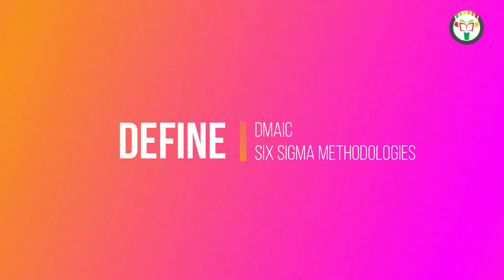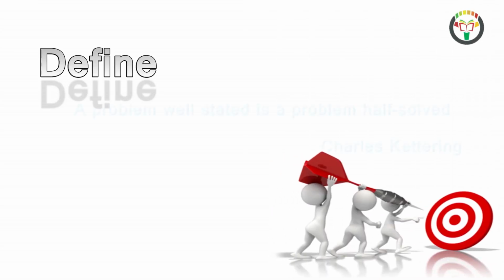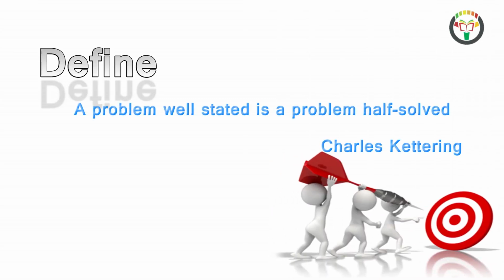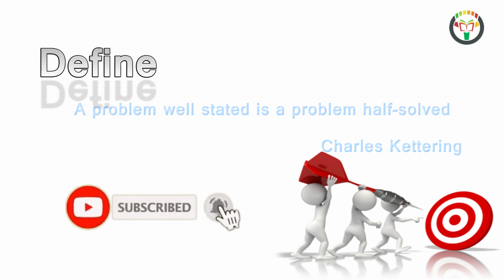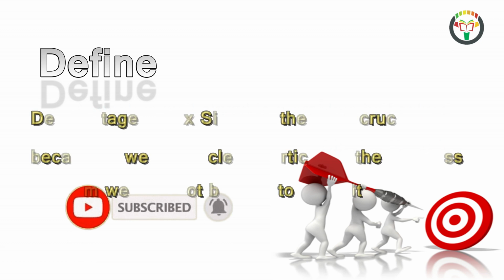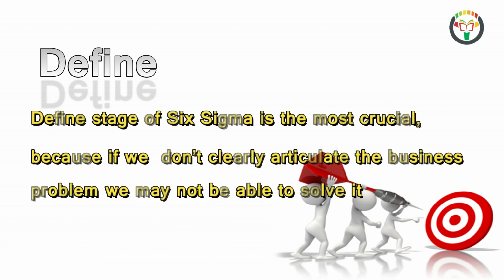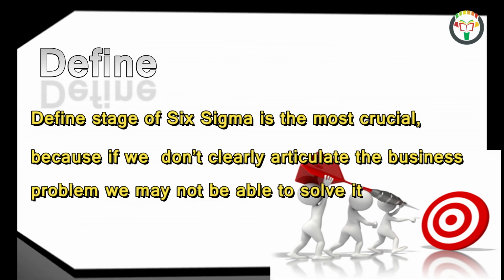Defining a problem before trying to solve it is really important. A poorly defined problem, or a problem which we don't completely understand, is way more difficult to solve than a problem that we have clearly defined and analyzed. The define stage of Six Sigma is the most crucial one, because if we don't clearly articulate the business problem, we may not be able to solve it.